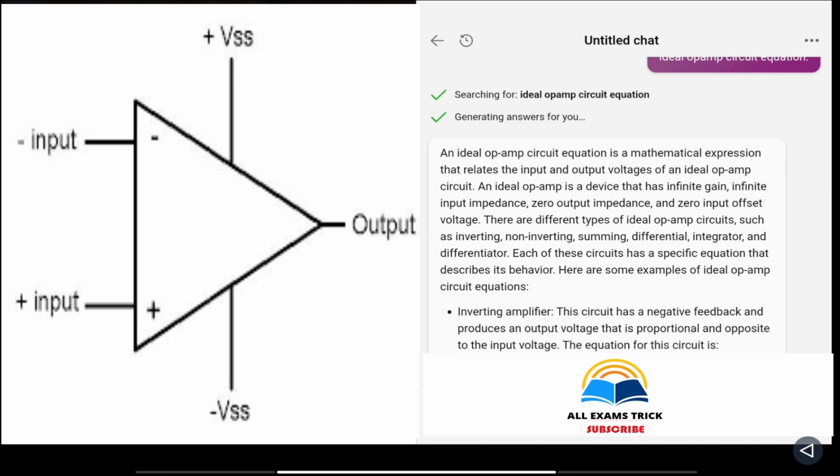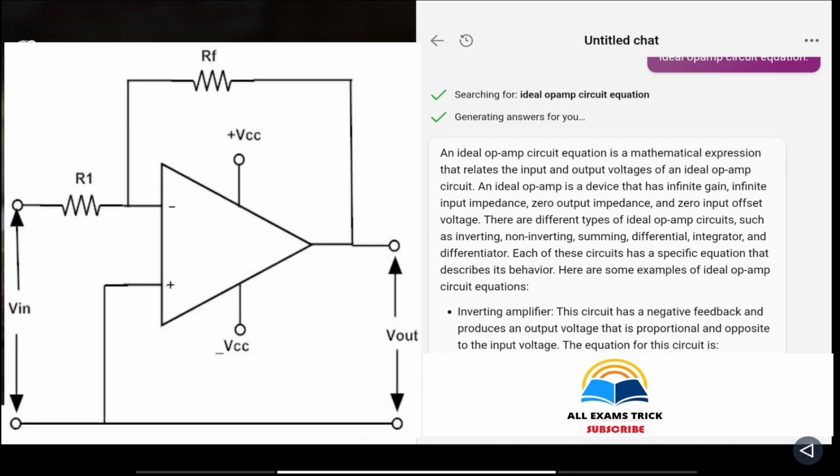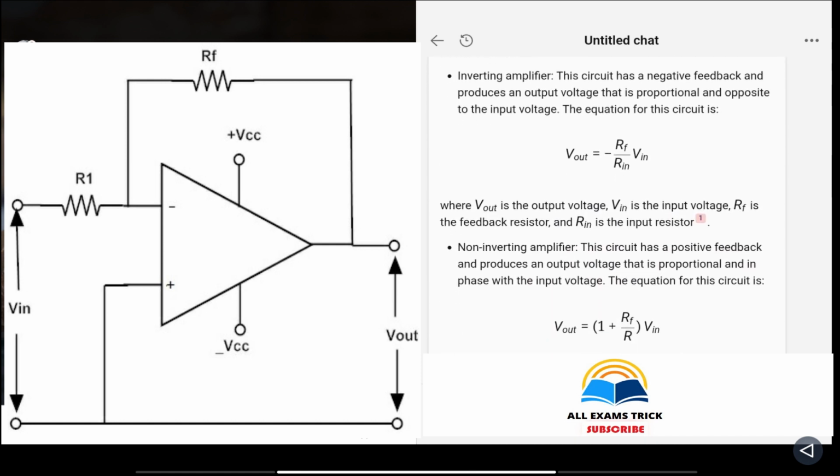Here are some examples of ideal op-amp circuit equations. Inverting amplifier. This circuit has a negative feedback and produces an output voltage that is proportional and opposite to the input voltage. The equation for this circuit is where $V_out is the output voltage, $V_in is the input voltage, $R_F is the feedback resistor, and $R_in is the input resistor.